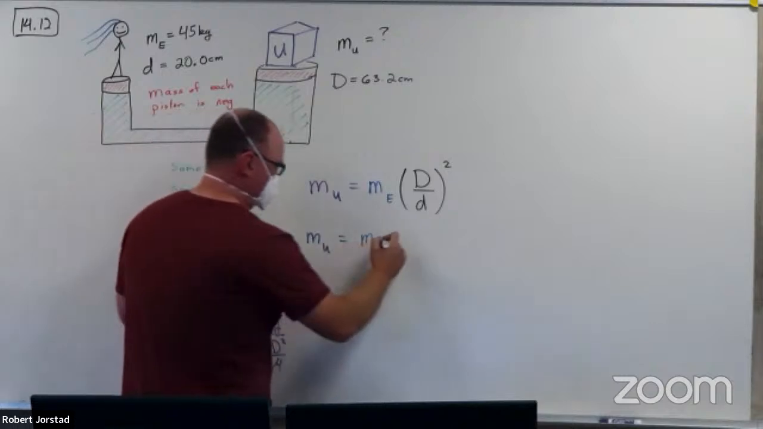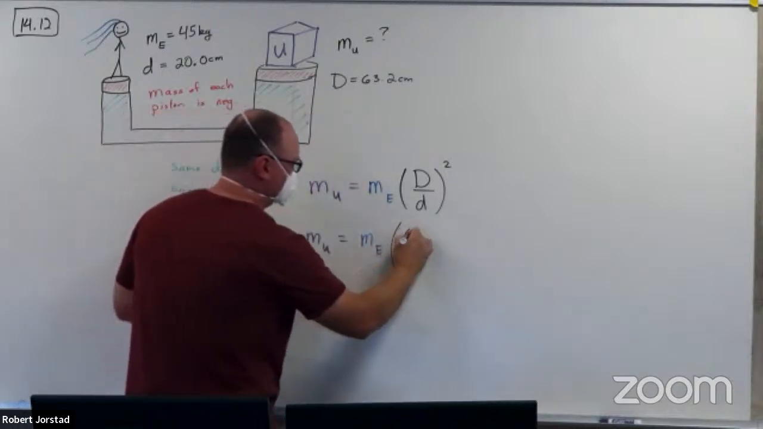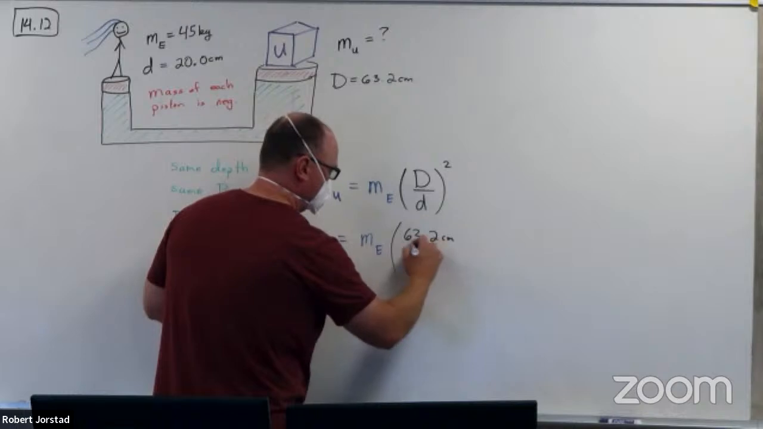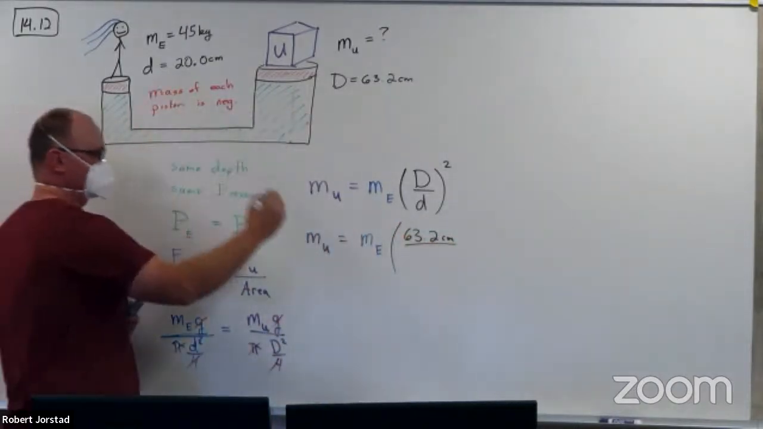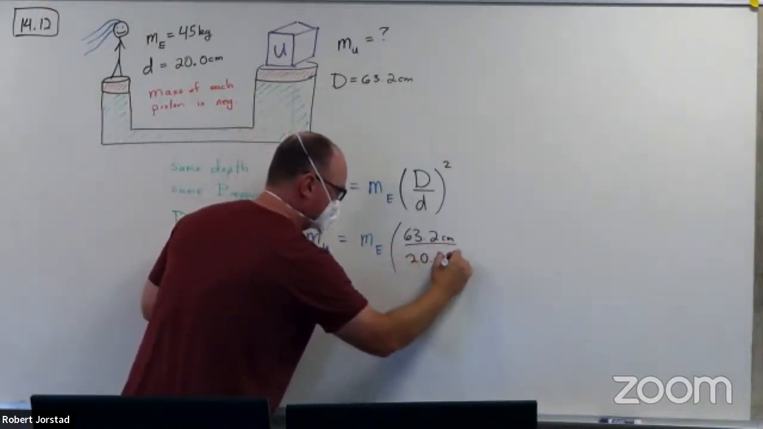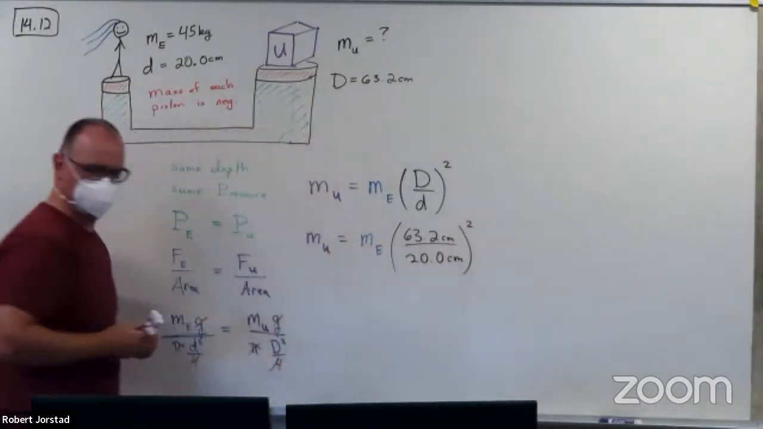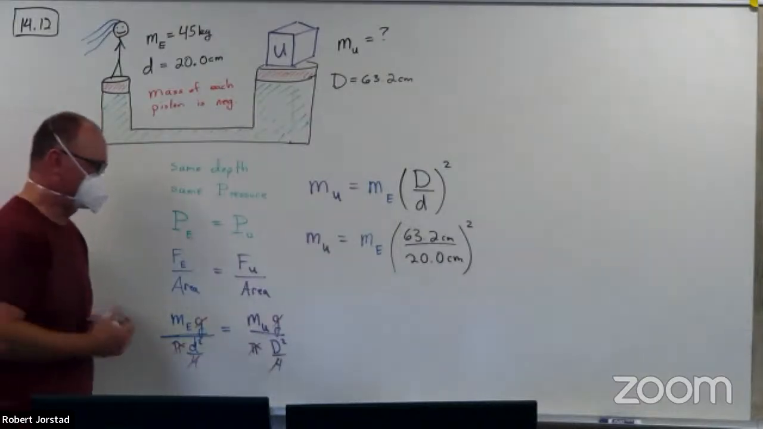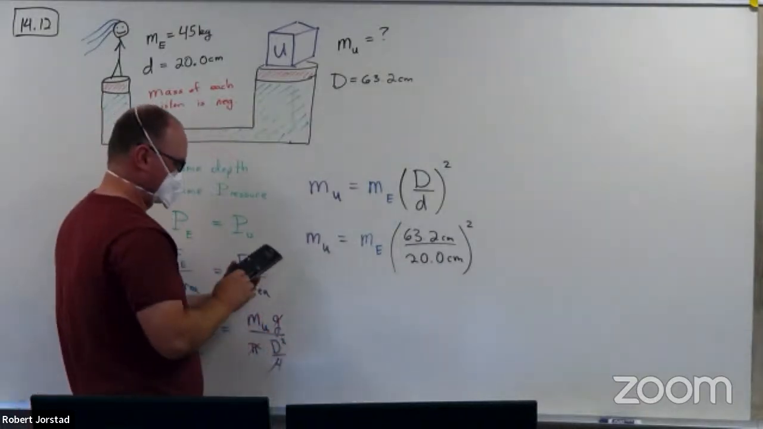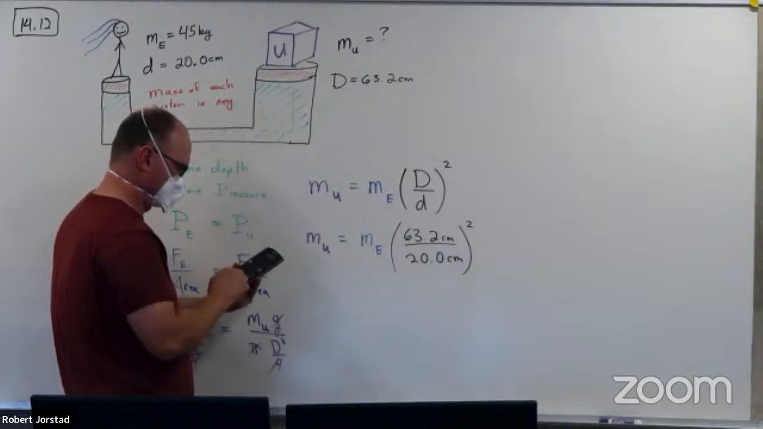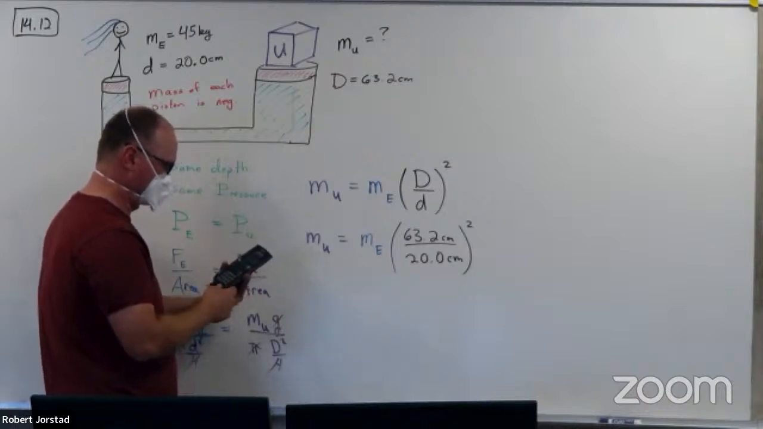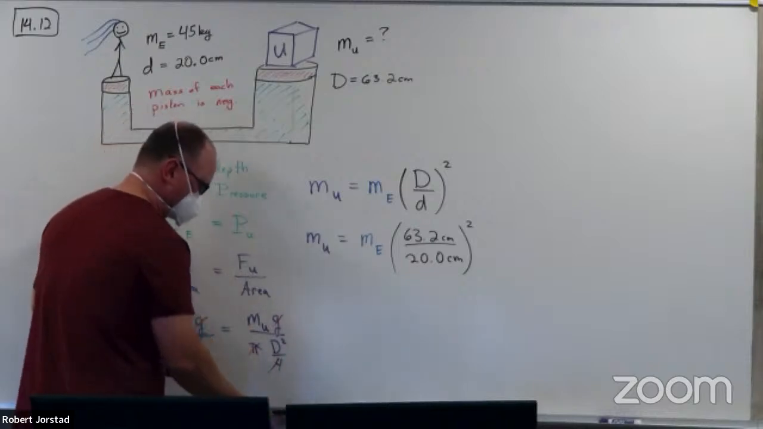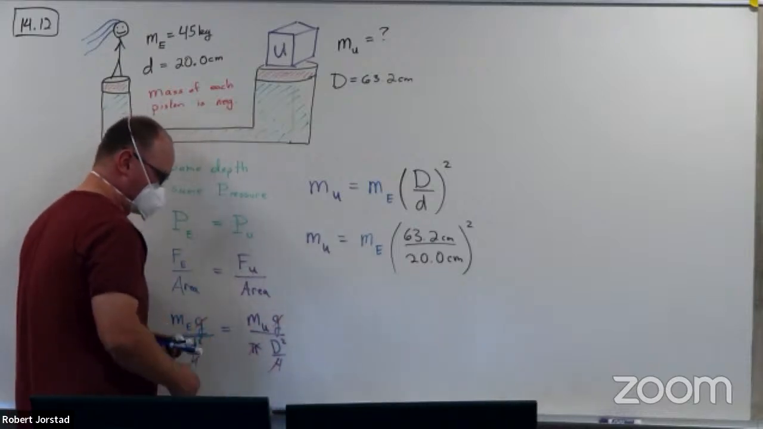For these diameters, notice it's okay to use centimeters for this problem because the units of centimeters drop out before you square it. So 63.2 divided by 20, I'm going to square that. And I got about 100, 99.9.